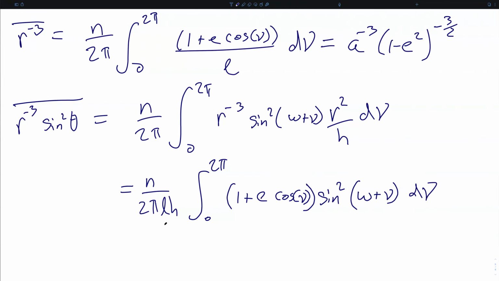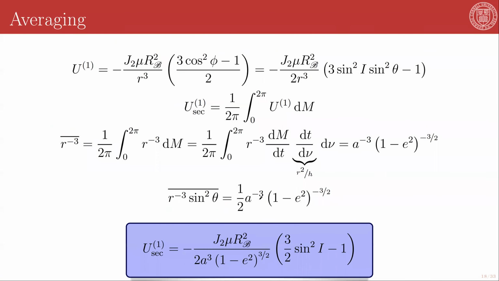This integral can now be rewritten as n over 2 pi L H times the integral from 0 to 2 pi in nu of 1 plus e cosine nu times sine squared of omega plus nu. This entire expression integrates to just pi, which again, you should convince yourself is true, which means that this entire term averages to 1/2 a to the negative third times 1 minus e squared to the negative 3/2.